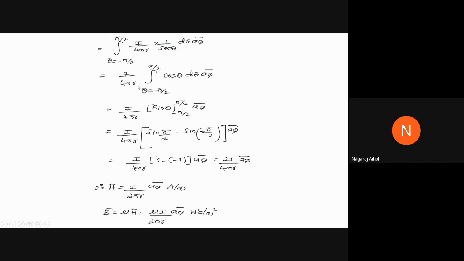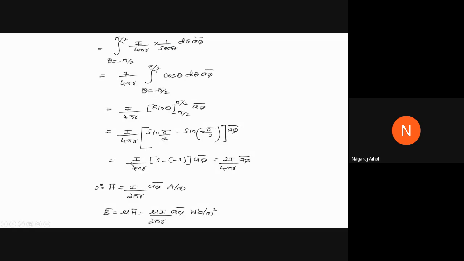Take I divided by 4 pi r outside, it is a constant. 1 upon secant theta is cos theta, so we have cos theta d theta a phi bar. The integration of cos theta is sin theta over the limits minus pi by 2 to plus pi by 2, a phi bar. I divided by 4 pi r into sin pi by 2 minus sin of minus pi by 2, upper limit minus lower limit, into a phi bar.